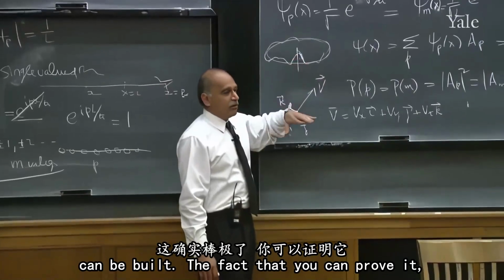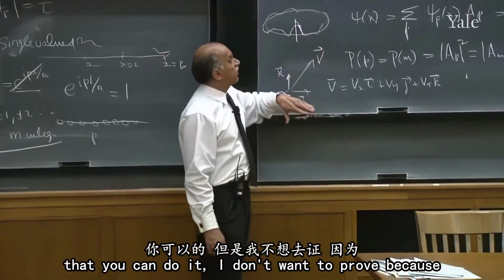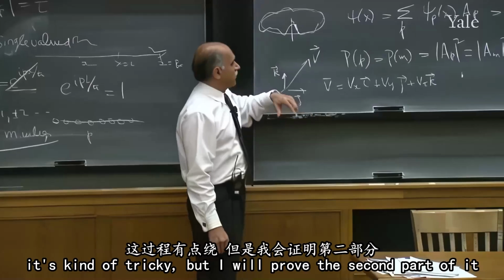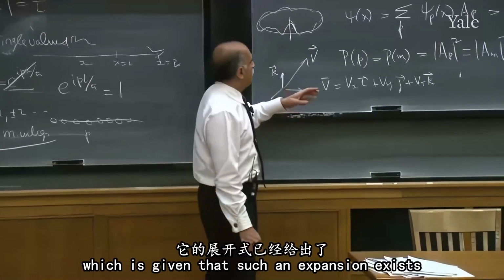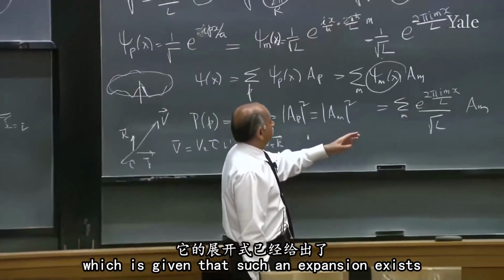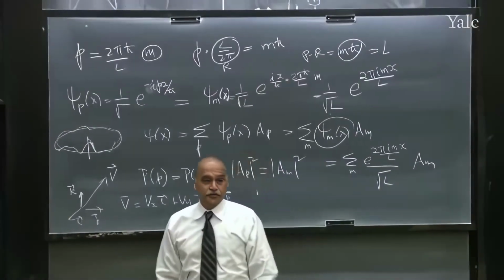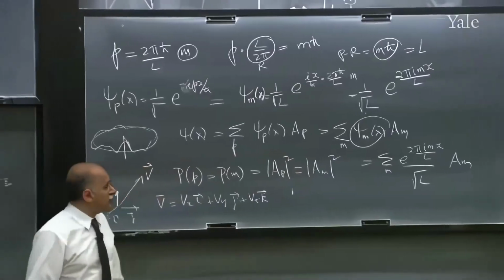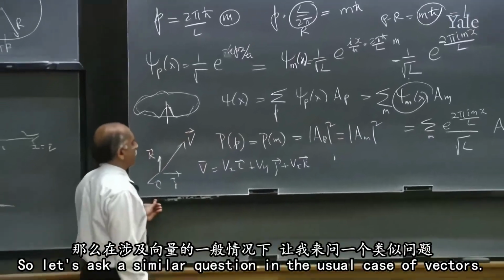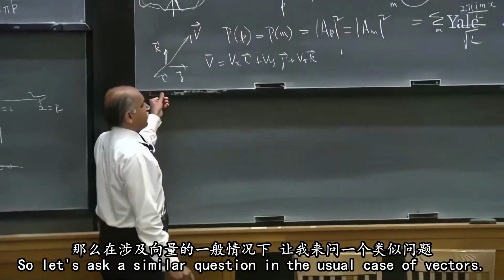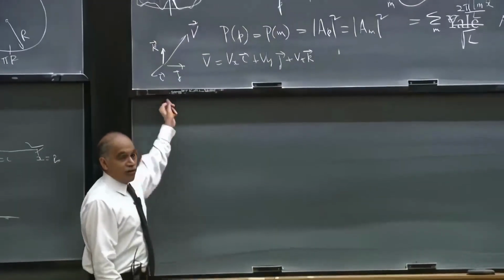The fact that you can do it, I don't want to prove because it's kind of tricky. But I will prove the second part of it, which is, given that such an expansion exists, how do I find these coefficients given a function? So let's ask a similar question in the usual case of vectors. How do I find the coefficient?